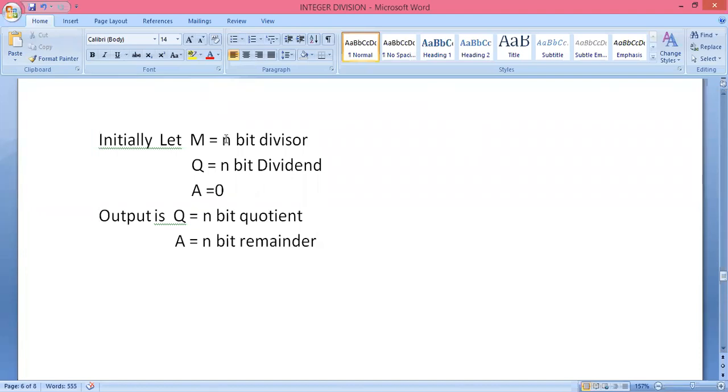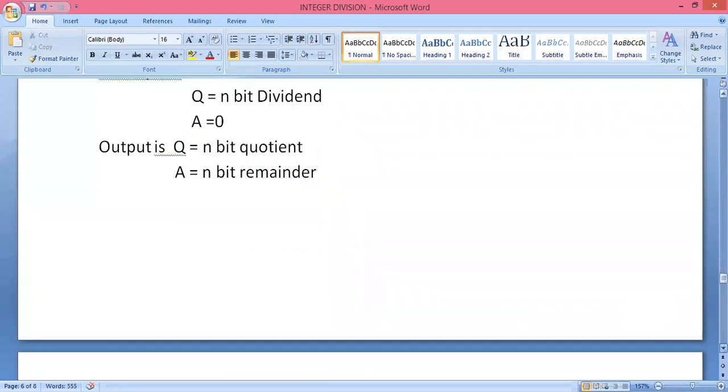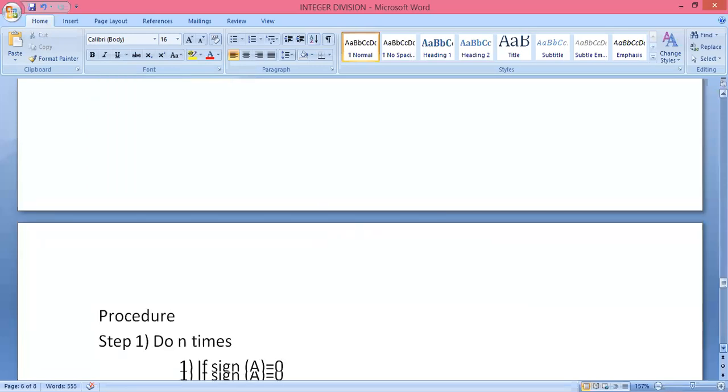Like restoring, here also in register M, we are going to store the divisor. In register Q, we are going to store the dividend. In register A, we are going to have all zeros. The output will be stored in register Q and register A. The quotient will be stored in Q and the remainder will be stored in register A. So initial settings are also like the previous restoring division method. There is no change in that. Just the procedure changes.